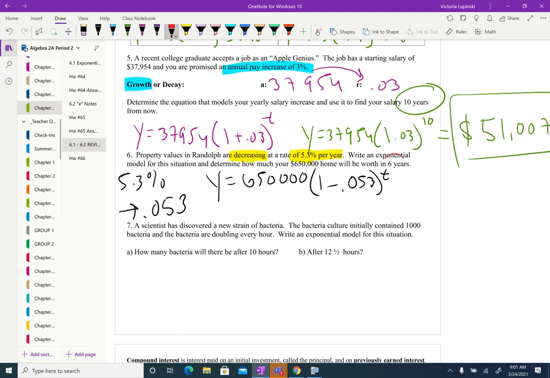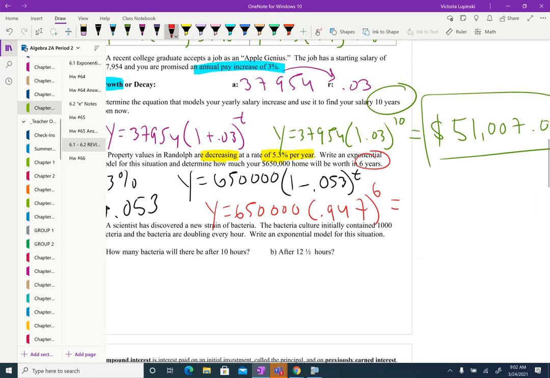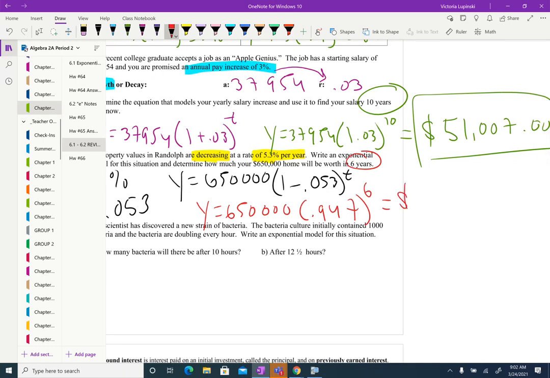They want to know how much your home will be worth in 6 years. So 650,000 times 1 minus 0.053, you can put that in your calculator. It's 0.947 to the 6. And then again, if you plug that in, your home is going to be worth $468,827.66.